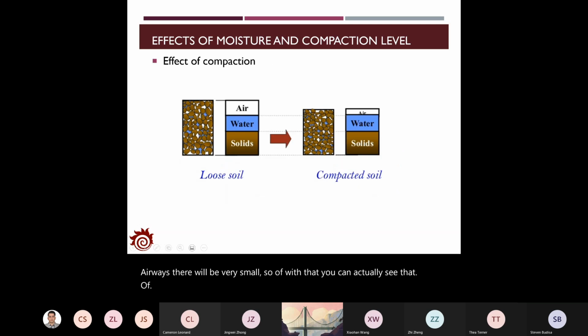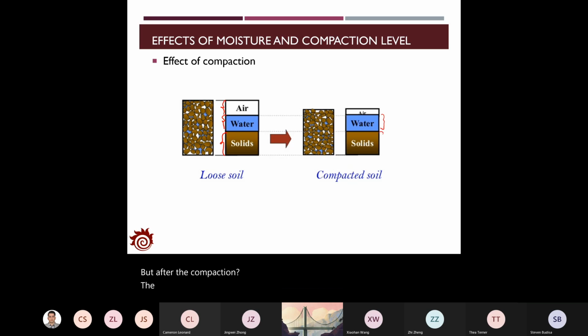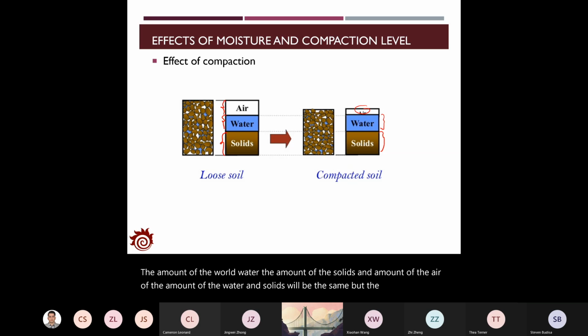So with that, you can see that without compaction, you will observe a certain amount of air voids, a certain amount of water and solids for one type of soil. But after the compaction, the amount of the water and the solids will be the same, but the volume of the air is reduced dramatically.